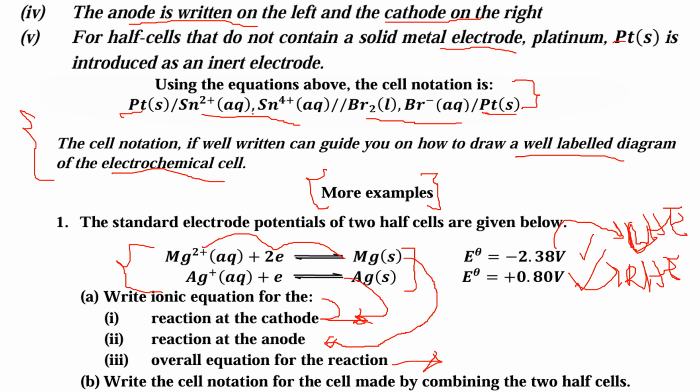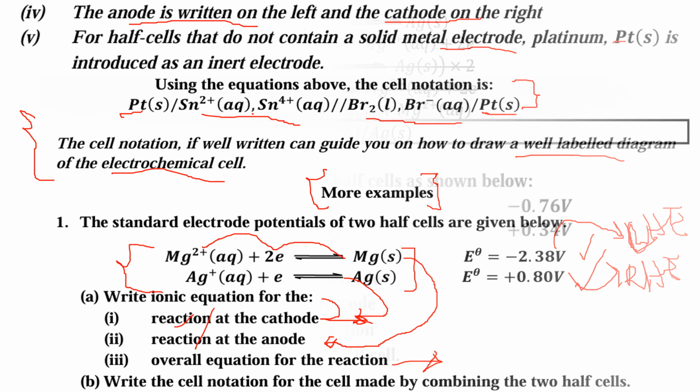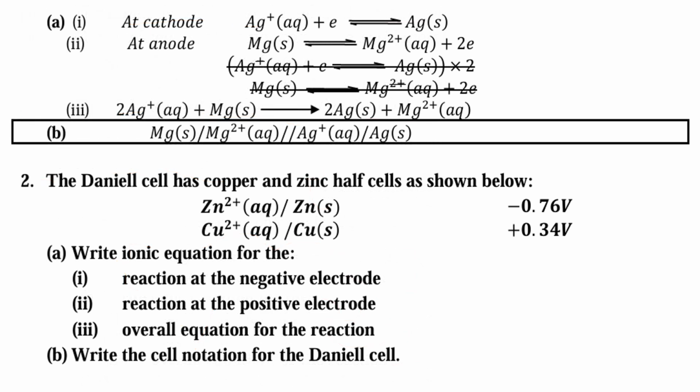Now part B, you are going to write the cell notations according to what you have written above in part A, Roman number 1 and Roman number 2. So with what has been explained, at the cathode we have reduction. So we must write an equation that shows reduction. The oxidation state is changing from +1 to 0. So this qualifies to be the equation at the cathode because it's a reduction equation.